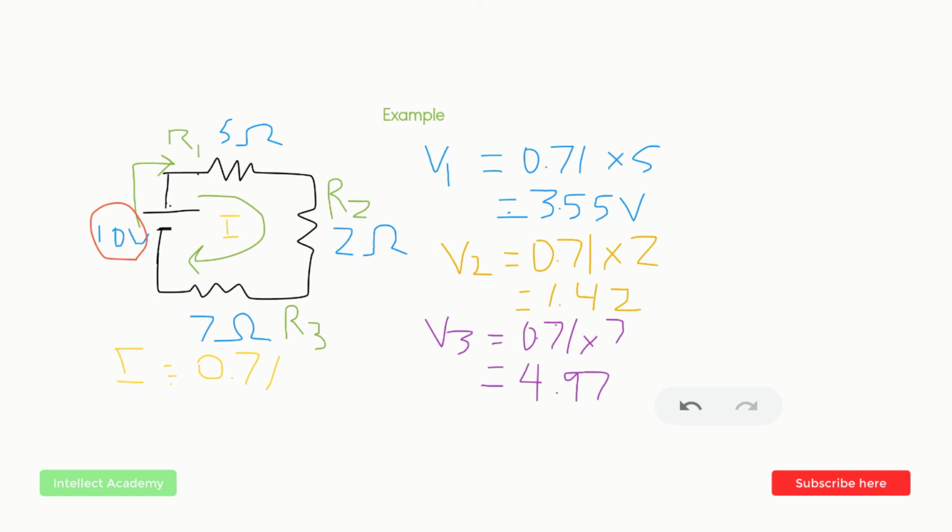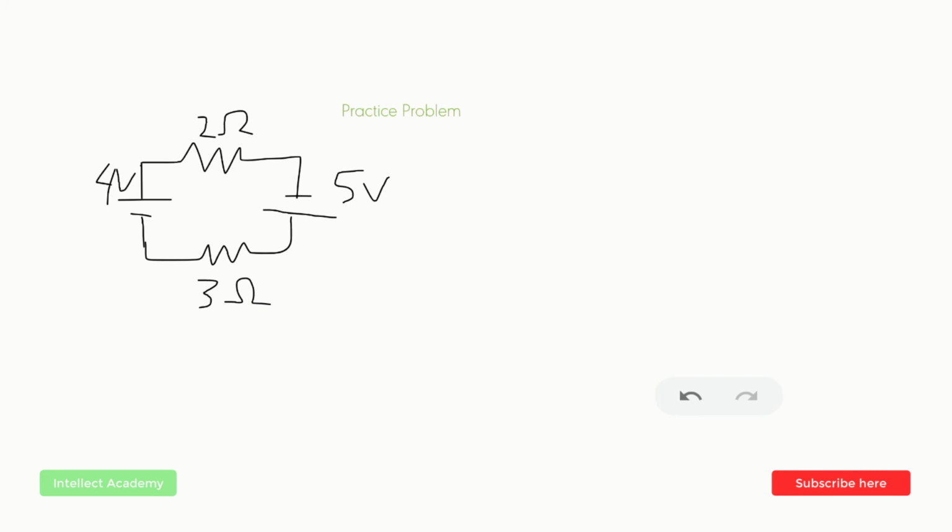Another practice problem for you guys: you can hit the pause button here, solve to find out the voltages across these resistors, and then resume this video to see its solution. I'm marking the current I over here. This is just an assumed direction. So in order to find out the values of the voltages, I'm going to mark them as V1 and V2, and then I'm going to write the KVL equation.